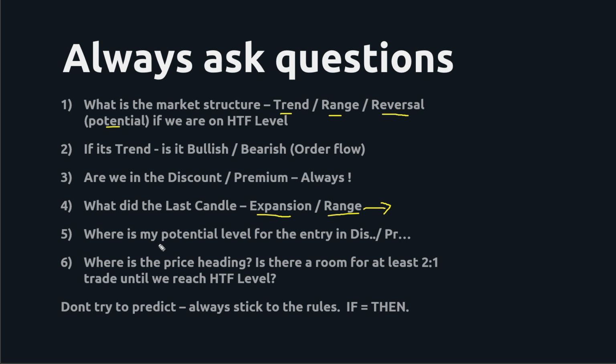Where is my potential level for the entry in the discount and the premium, right? Also, where is the price heading? Is there room for at least a 2-to-1 trade until we reach a higher time frame level, right? All these are very important, right? And you don't try to predict markets, but you always stick to the rules with the if-then scenarios, right? And all of these, of course, are part of the trading plan.